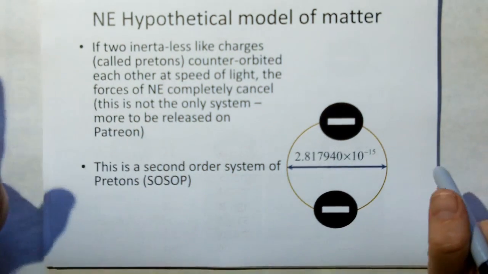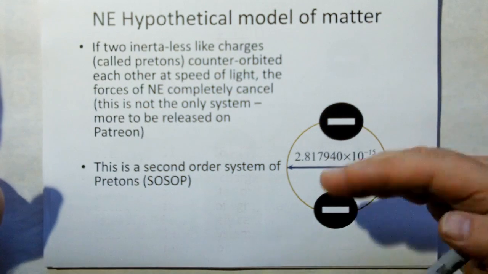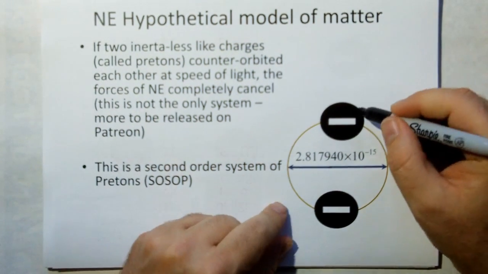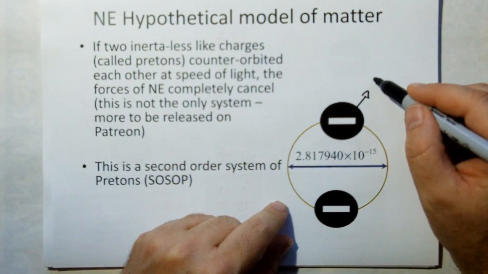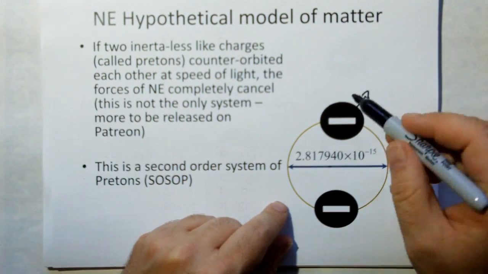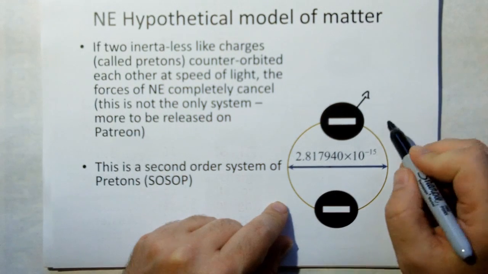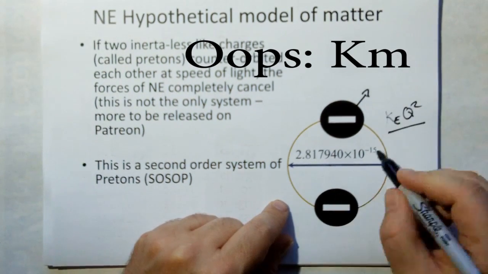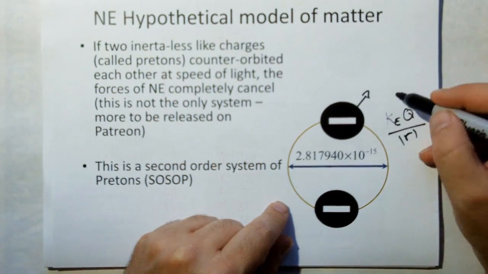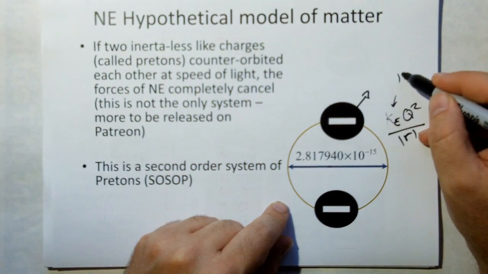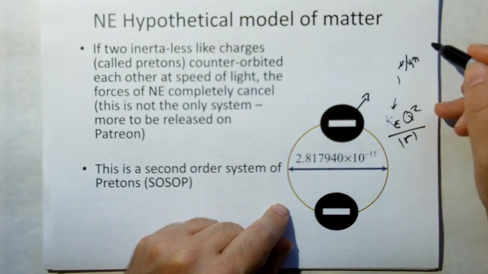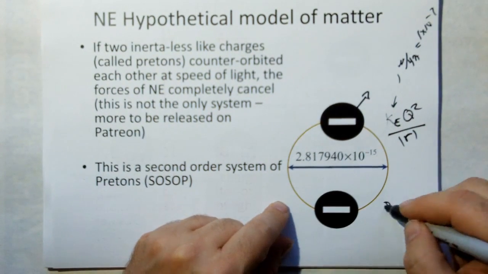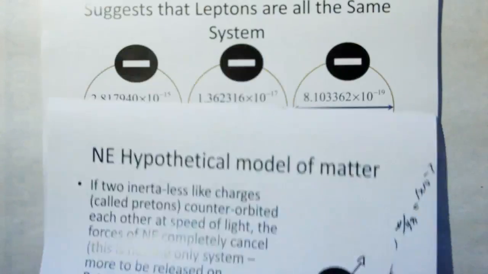And this is not the only system. There's plenty of systems that do that. This is just the simplest one of all the systems. And if you take two unit charges at the classical electron radius, and you put it into ke q squared over this radius, and ke is mu over 4 pi, which is 1 times 10 to the minus 7, and you do this calculation, you will get the mass of an electron.